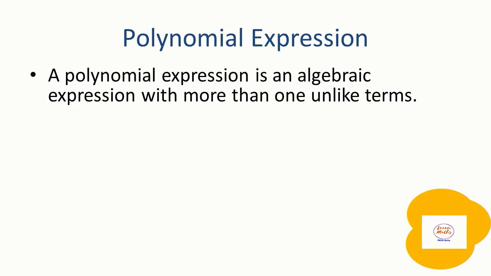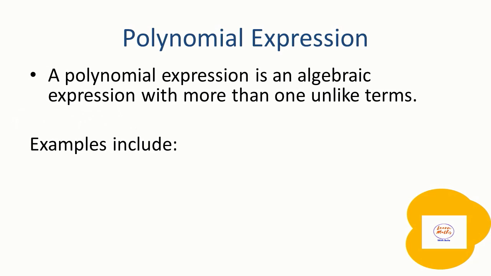So we are saying that even a bi is a poly, but we don't categorize it under poly because it is 2. So we just say bi to make it straightforward. But a polynomial expression is an expression that has more than one unlike terms.